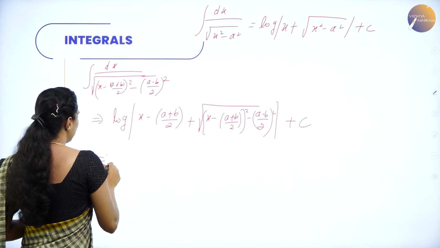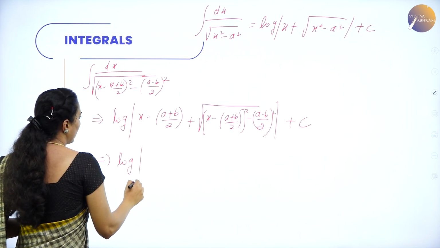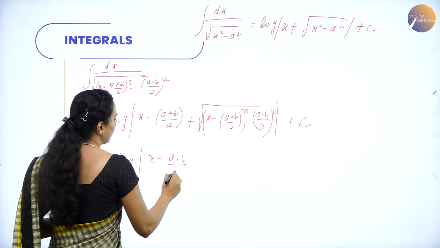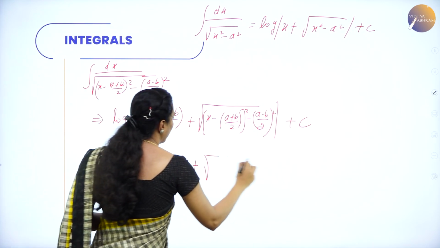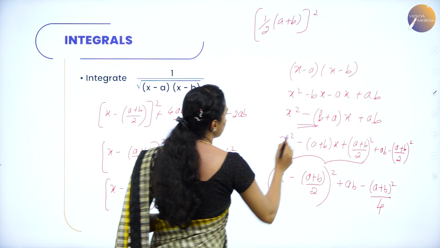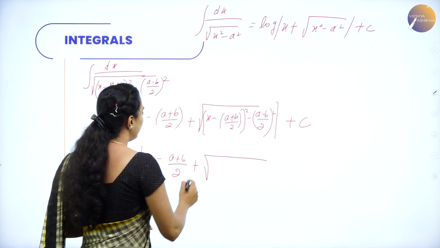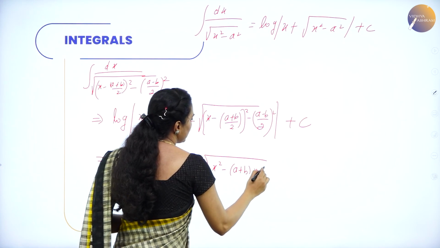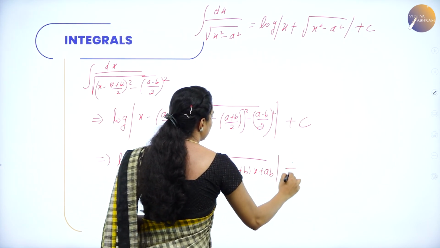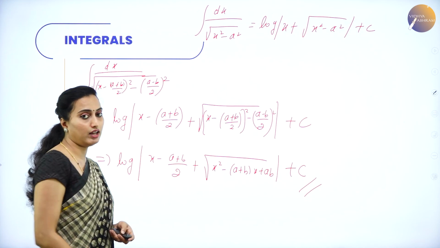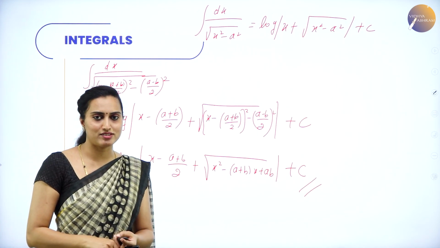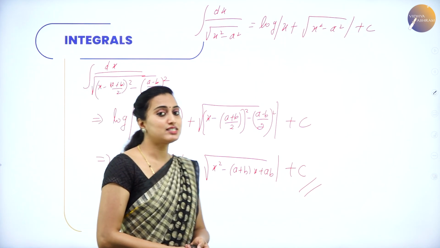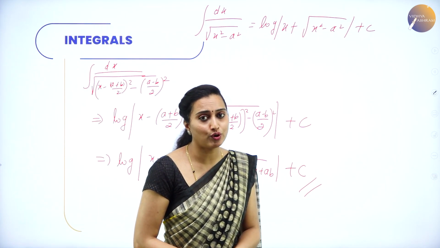Now again reducing to the form of log of modulus of this, you have x minus (a plus b) by 2 plus the square root of what we have reduced to the form of this. So you can have x squared minus (a plus b) into x plus ab, plus c. And this is your final answer, dear students. I hope you understood all the steps of the exercise 7.4 that we have solved till now.